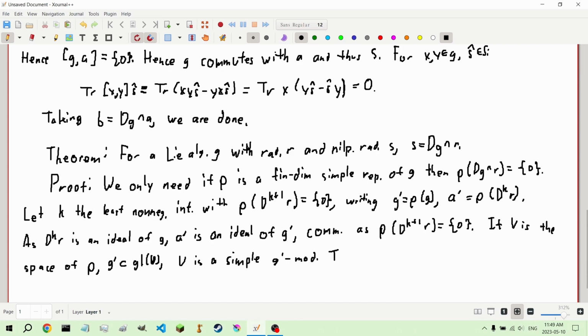Then rho of the intersection of the derived algebra of G and the kth derived algebra of R is inside of the derived algebra of G prime, intersecting with A prime, which is 0 by our previous results.